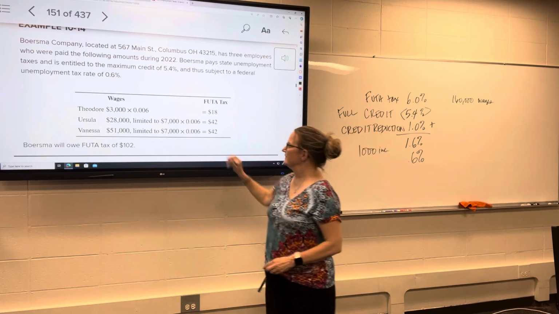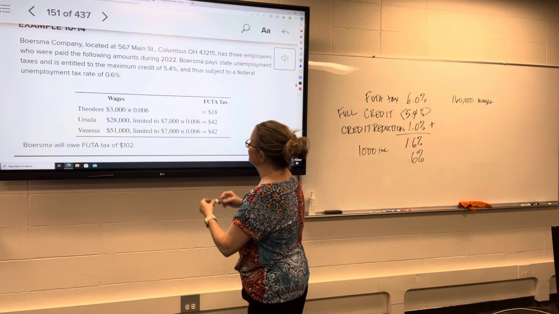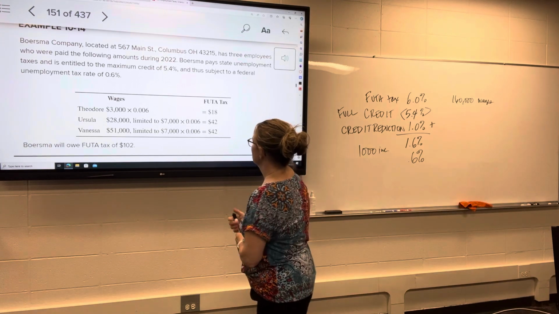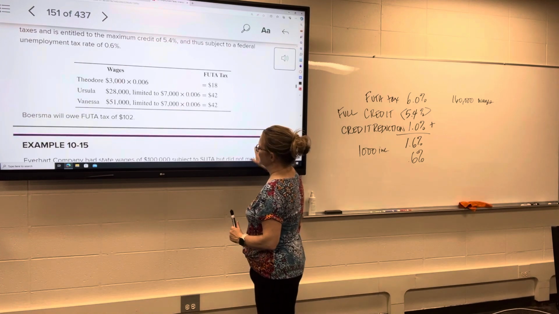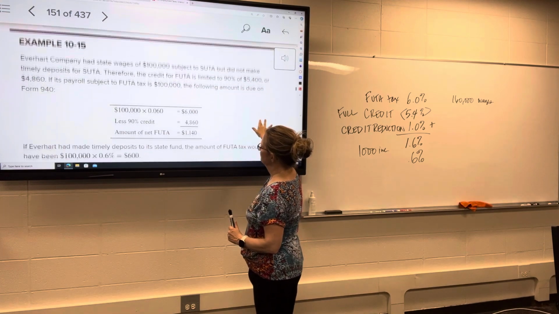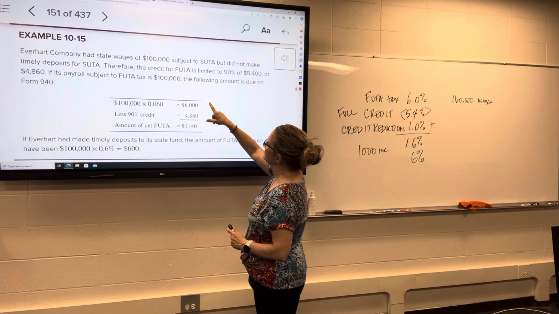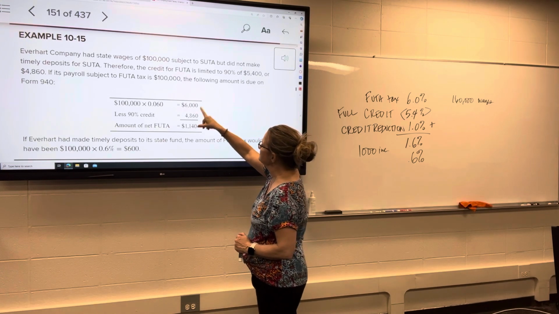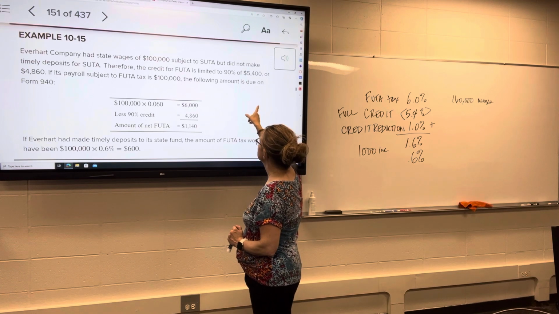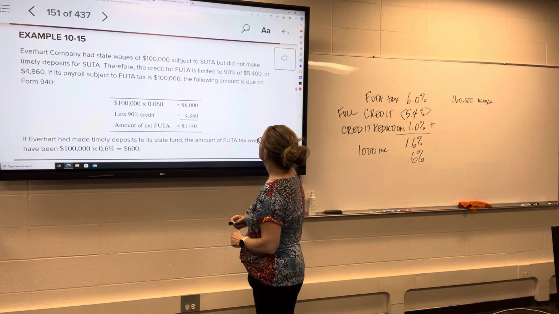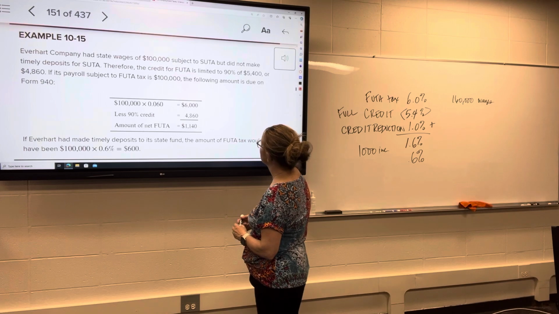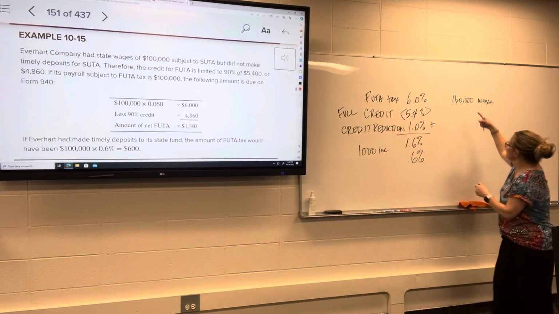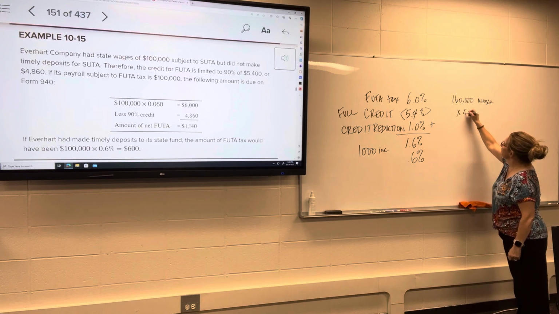Now they've got 3 different employees listed here, but maybe not. This is not a credit reduction. There we go. So Everett Company had state wages of $100,000 subject to SUTA, did not make timely deposits, therefore the credit for FUTA is limited to 90% of 5.4%. So what we would do is take the wages times the credit amount.